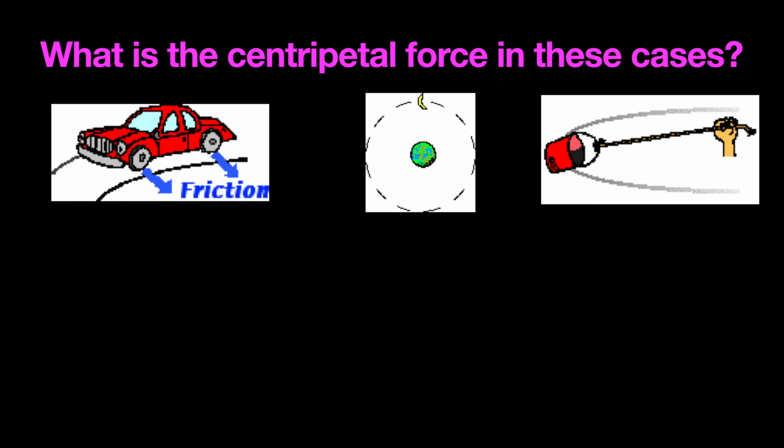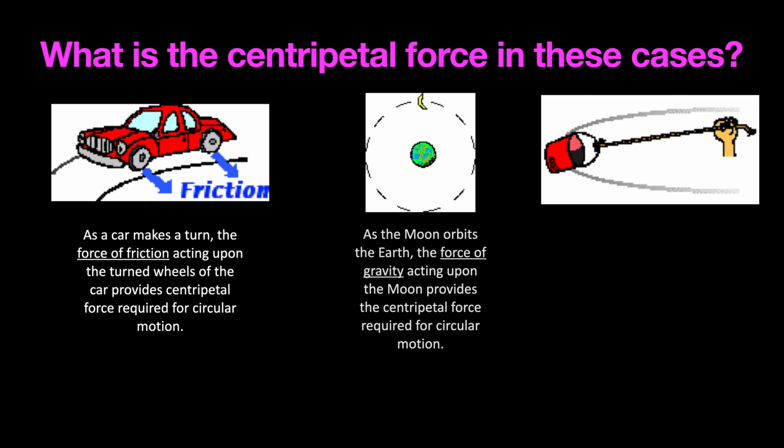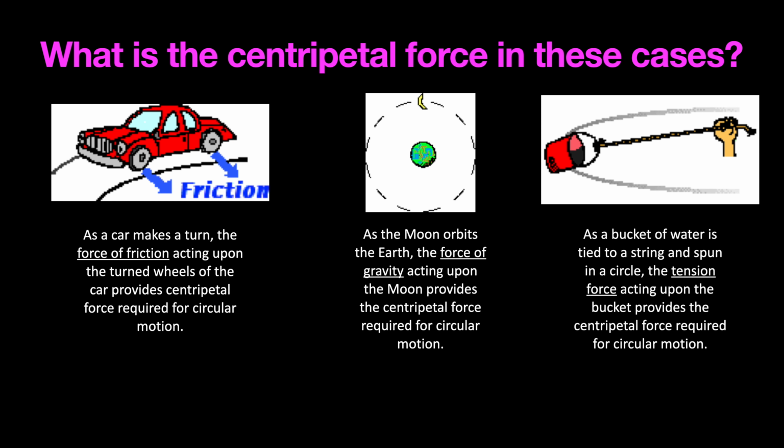So, as we can see from the diagram, in the first example, the centripetal force is friction, and this acts upon the wheels and provides a centripetal force towards the center of the roundabout, allowing the car to move in this motion. For the moon, this is gravitational force, or the force of gravity, and this acts on the moon towards the center of the Earth. And finally, this, like the London Eye example, is the force of tension in the string. And this allows the bucket to travel in a circular motion.